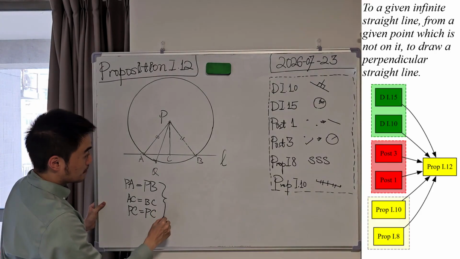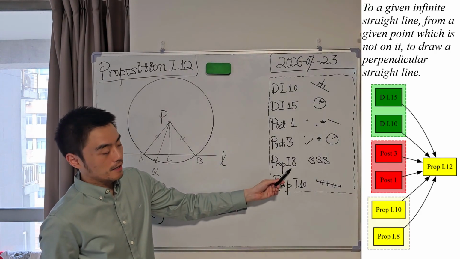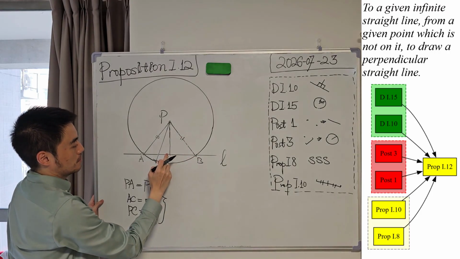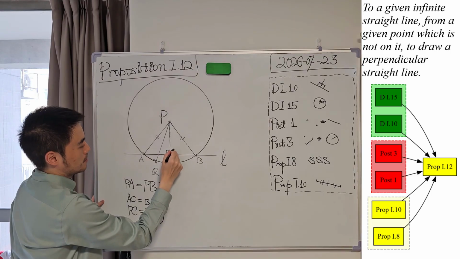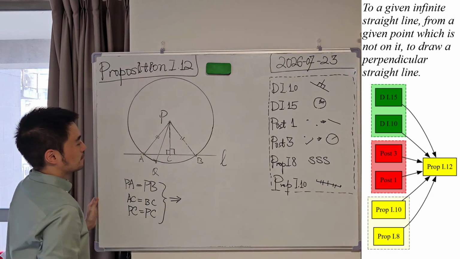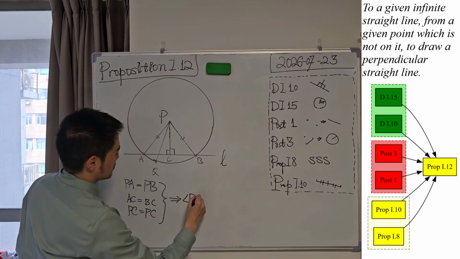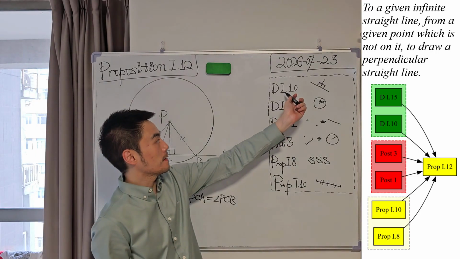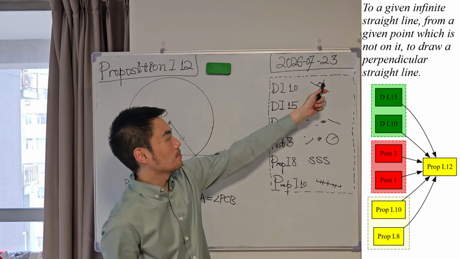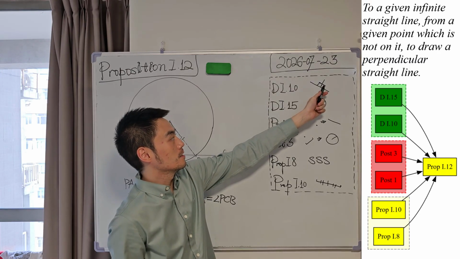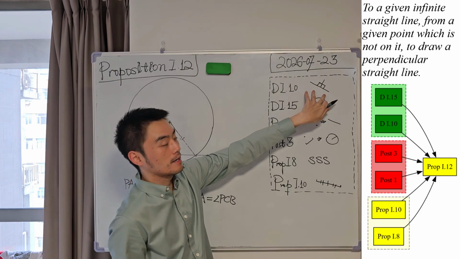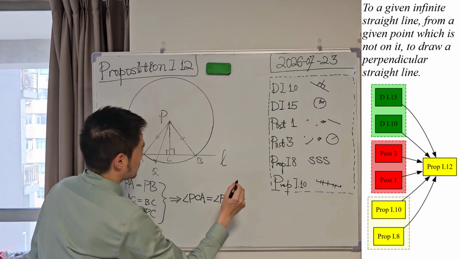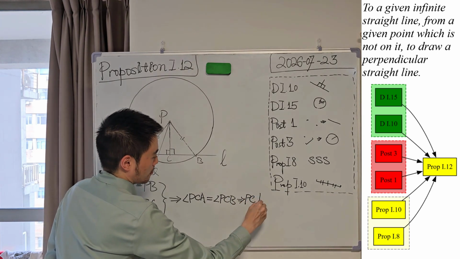And combining them together and using proposition 8, side, side, side, we know that this triangle and this triangle are equal, which means this angle and this angle are equal. So we have angle PCA equal to angle PCB. And pay attention to definition 10. If two straight lines meet with each other and two adjacent angles are equal, then these two straight lines are perpendicular to each other, right? This is the definition of perpendicular. So we know that PC is perpendicular to L.